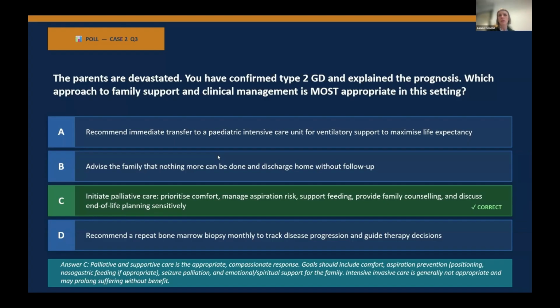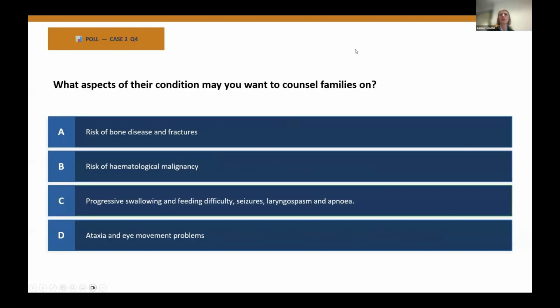So we want to be supportive in the things that we do, and that includes emotional and spiritual support for the family. And we have had scenarios where we've had children in intensive care for a variety of reasons, usually because they don't have a diagnosis, and that's usually not a pleasant experience for the patient or the family. We go to the next one. We might have put another question.